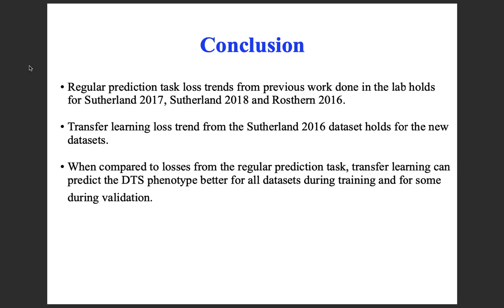So through this snapshot of our study, we were able to show that the regular prediction task loss trends and transfer learning loss trends from Sutherland 2016 upheld for our data. And when we compared the losses from the regular prediction task to those of the transfer learning, we can say that transfer learning can help us better predict the days to swollen phenotype for all data sets during training and for some of them during validation.